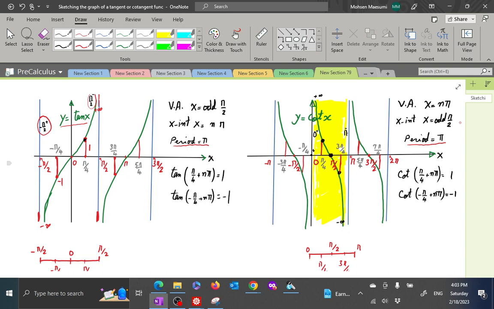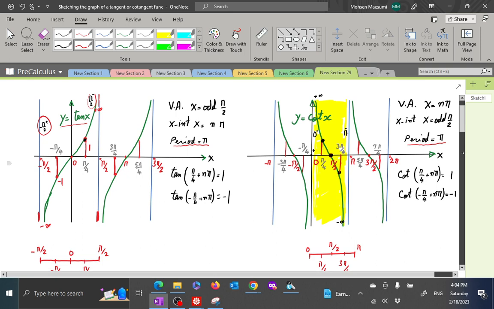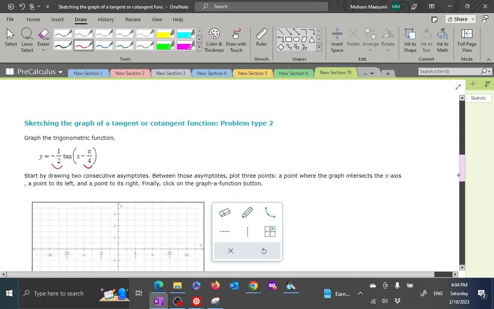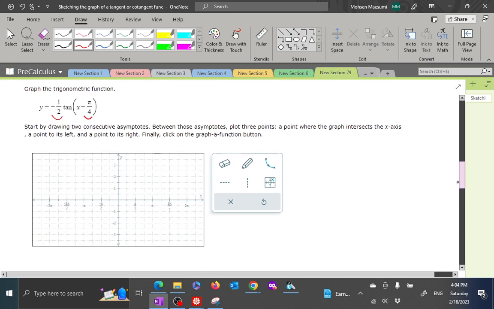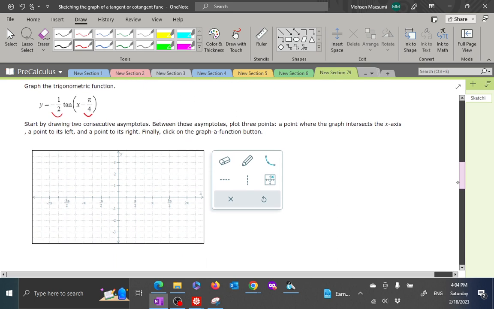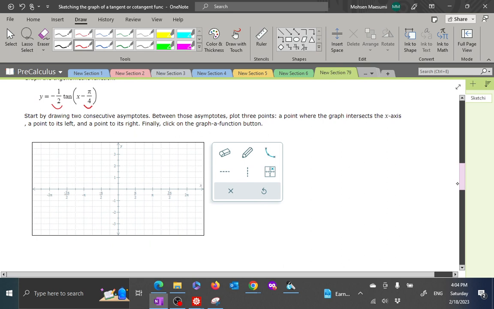For cotangent, one fundamental cycle is from 0 to pi, with the crossover or x-intercept at pi over 2. At the halfway points, the value of the function is 1 and minus 1. We are going to use these facts to draw some small modifications to tangent and cotangent. The first example here is minus 1/2 of tangent of x minus pi over 4.